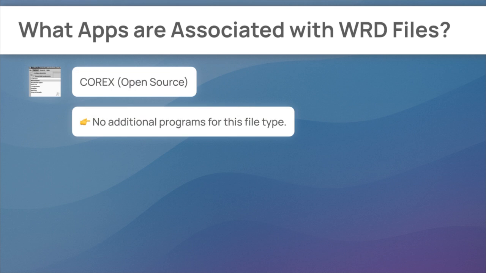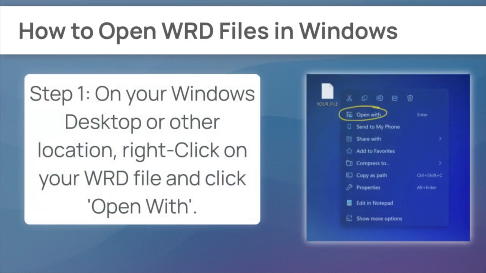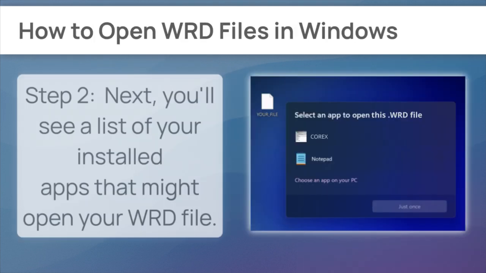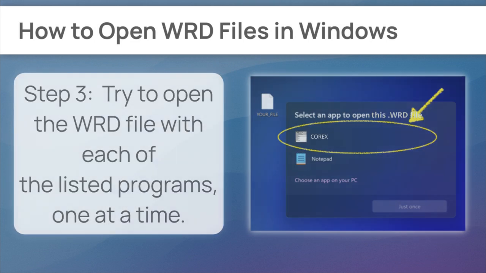The file's embedded tracks and streams require a specialized reader for full playback. Windows provides only limited attributes, so meaningful interpretation depends on the appropriate software. Your first troubleshooting move, right-click the WRD file and select Open With. Try launching it using COREX if it's installed. If that fails, test other apps. Different tools have different file handling libraries.